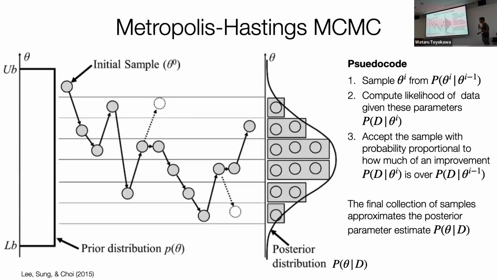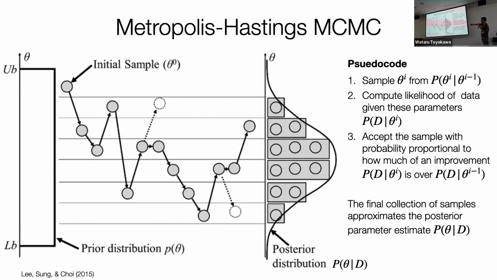Okay, so how do we do this? What we're trying to do is figure out what our posterior probability distribution is. We're going to start by sampling some initial theta i from some proposal distribution. This is how these change over time, and often something very simple like a Gaussian is used. And we'll compute the likelihood of the data given these parameters, this theta i. Okay, so that's our initial sample here.